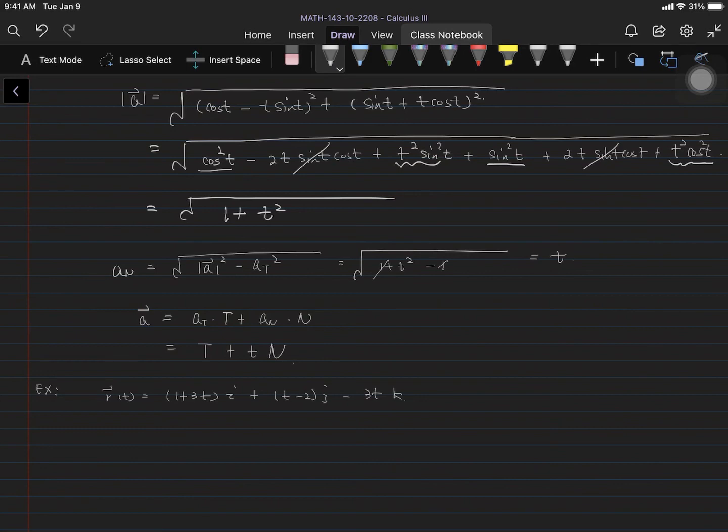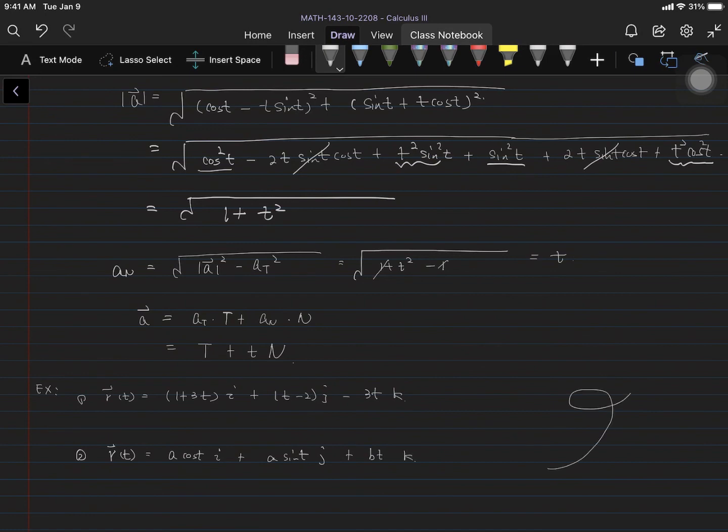And then we can find everything. This is the first one. Actually, this is a line, so it's going to be 0, all zeros. And the second problem is a little bit better, so let's try the second one: cosine t i, a sine t j, b t k.